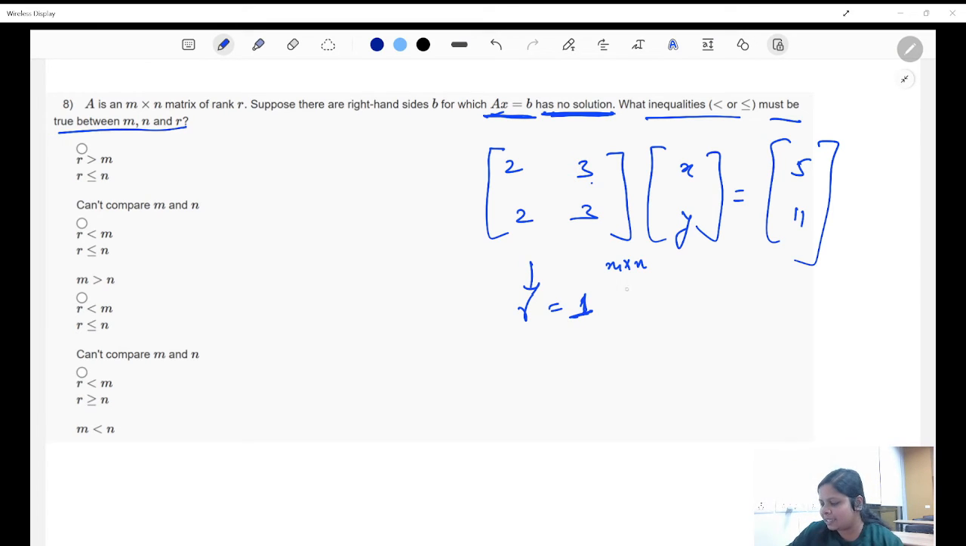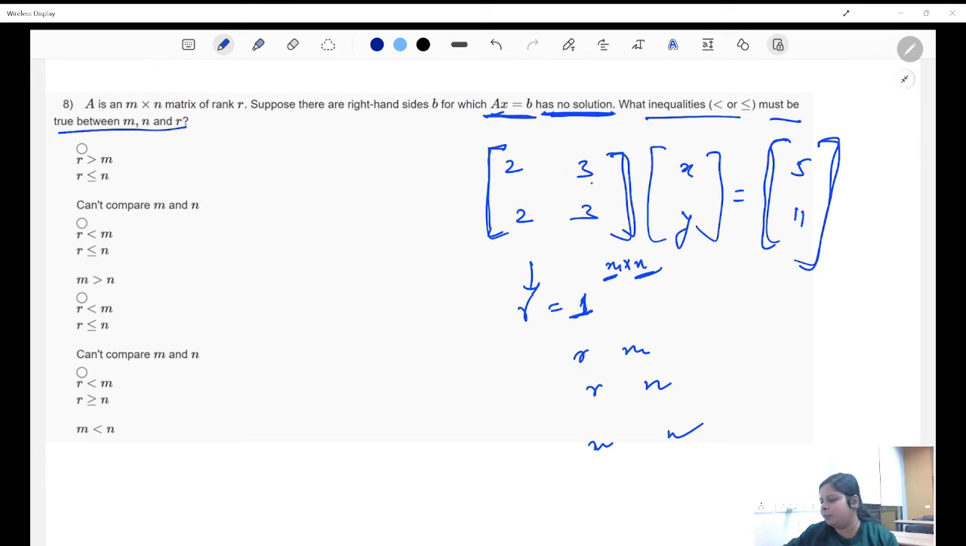So this 1 is less than m, less than n. I mean, rank of any matrix can be less than equal to m or less than equal to n only. It can never be more. This is a conceptual thing. Now, if it has no solution, that means these two rows somewhere should be equal, but on the other side, you'll not have the equality. So we need to compare R with M, R with N, and compare M and N.